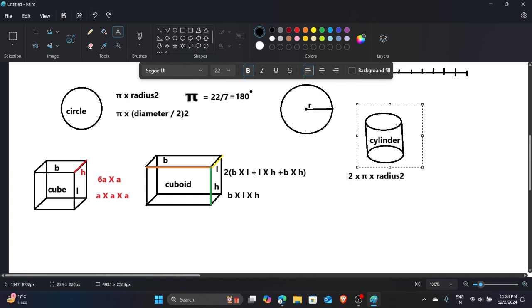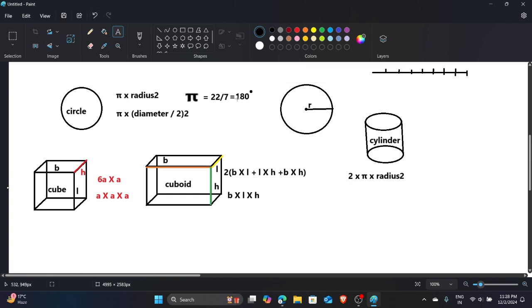Control plus C, control plus V. So now just think we remove these circles. We don't need these circles. This upper circle is removed. So after removing the circles, what is left? Only this part is left. The cylinder is a round shape, so this part only.